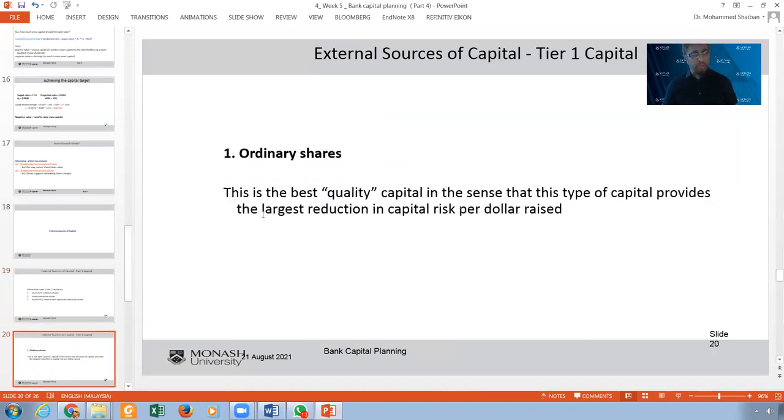I think you know the first one, which is the ordinary shares. As you can see, this is the best quality capital. Remember what we mean by quality capital: the access to that capital, and whether it's free to use it to cover losses, because all our concern now is to have a capital that we can use if we have unexpected losses. So this is the best source, which provides the largest reduction in capital risk per dollar.